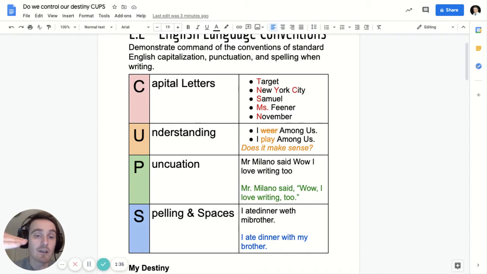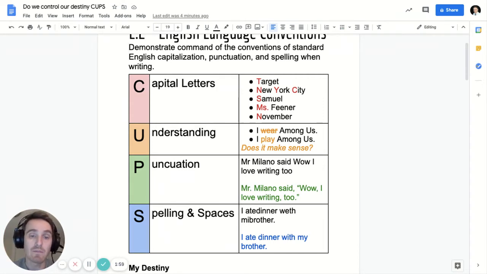Okay. Understanding, for U. Have you chosen the right word to communicate what you do? And a good question that you want to ask yourself: does it make sense? Okay, it wouldn't make sense for me to say, I wear Among Us, but it would make sense for me to say, or write, I play Among Us. Okay, does it make sense?